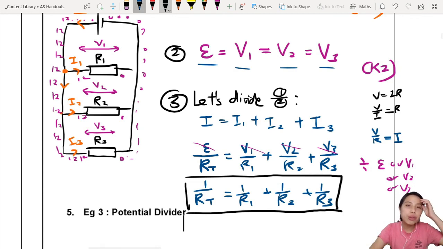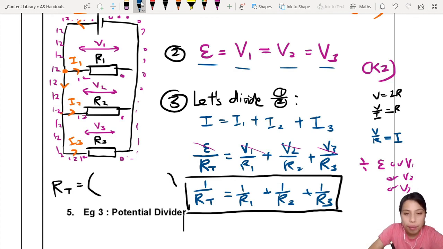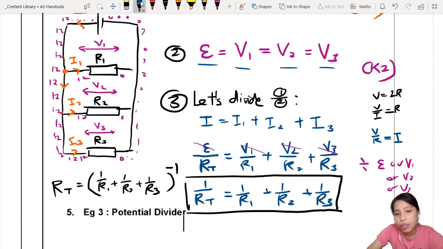You will see some books write it in another form. It's the same thing. But if you see them do RT equals bracket 1 over R1 plus 1 over R2 plus 1 over R3, or however many parallel lines you have, to the power of -1, it's the same thing. Okay, so this is just another way of writing it. Might be easier to type in your calculator as well.